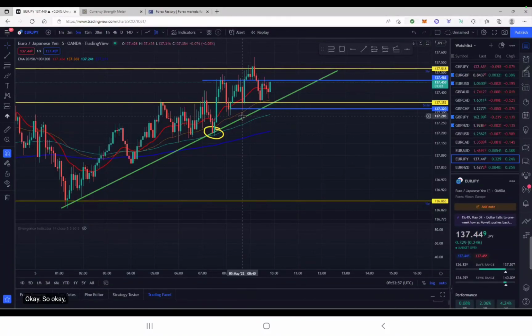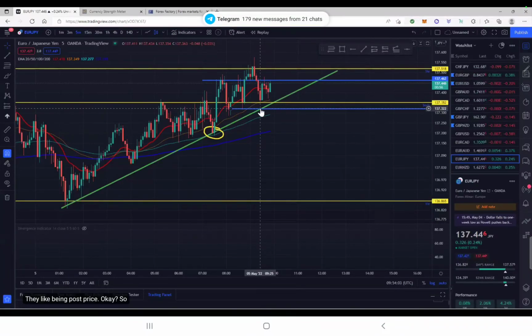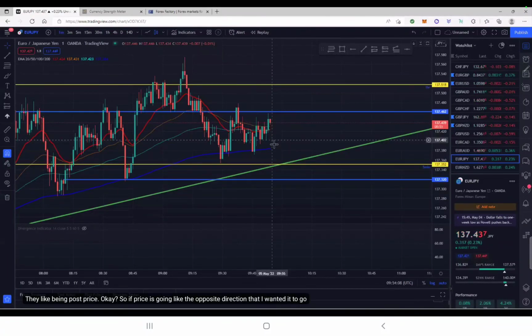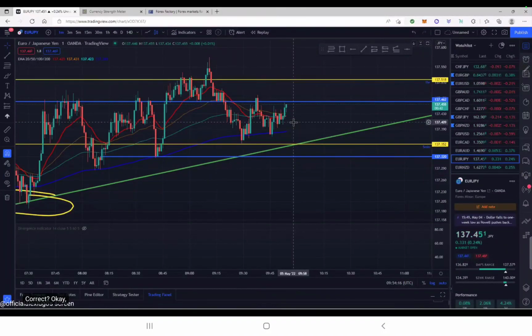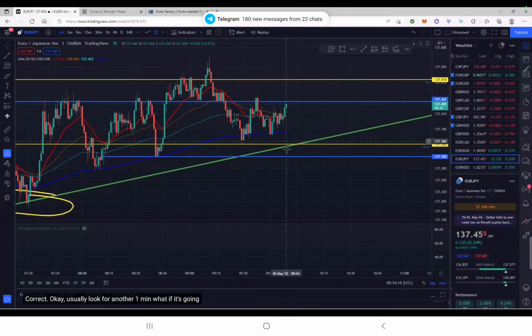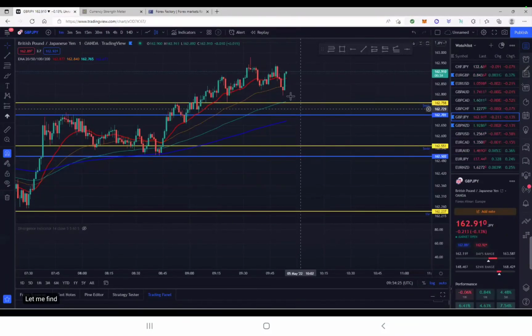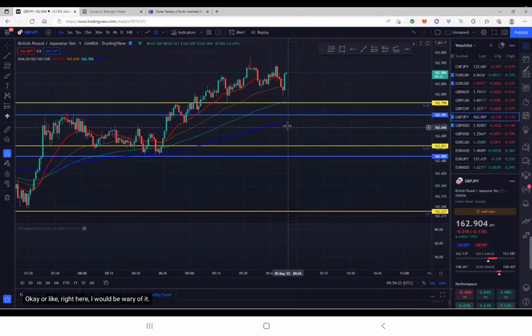So like I said, the EMAs are like a magnet. They like being close to price. So if price is going the opposite direction that I wanted it to go, I would be going to the higher time frame. I usually look for my trade entries at the 1 minute, correct? Okay, usually at the 1 minute. But say price came down here, or like right here, I would be wary of it pulling past and going here to catch that 200.